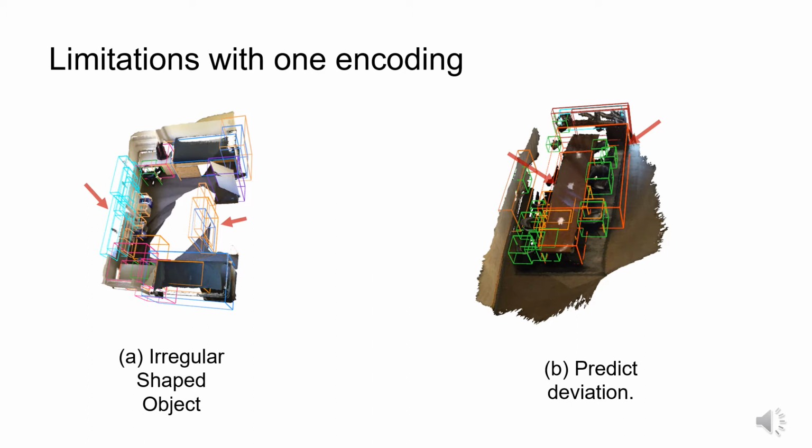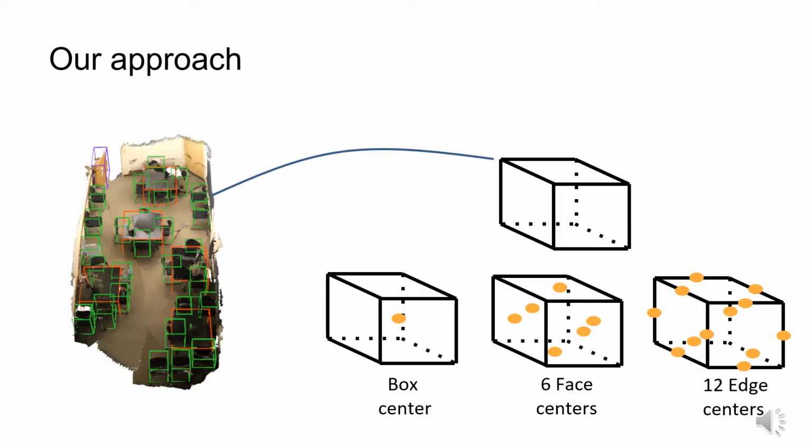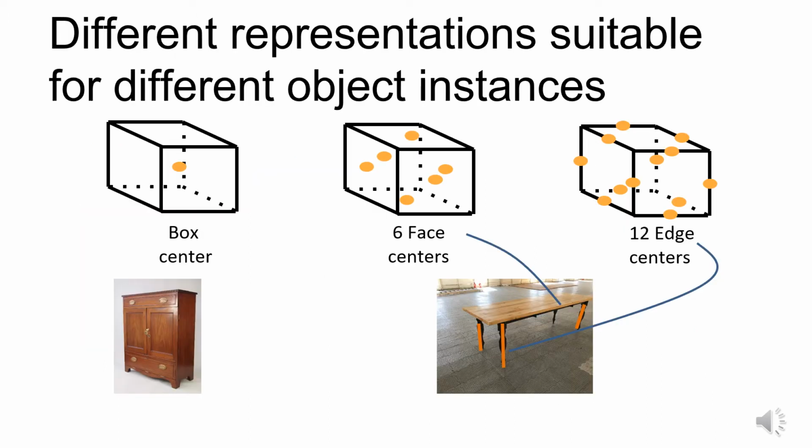In contrast, we consider multiple encodings that include the box center, 6 face centers, and 12 edge centers, in total 19 geometric primitives. They provide an overcomplete set of constraints, and one can tolerate wrong predictions in these geometric primitives. Intuitively, they are suitable for different categories of objects. For example, box centers are suitable for solid objects, while face and edge centers are suitable for objects where face and edge features are prominent.